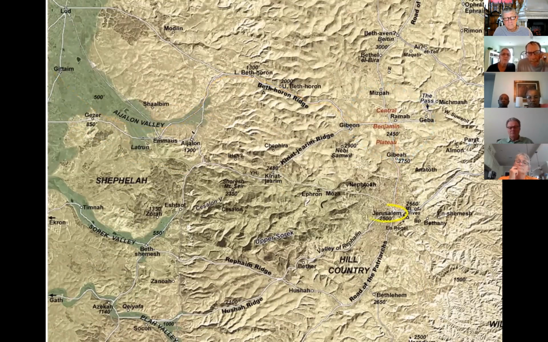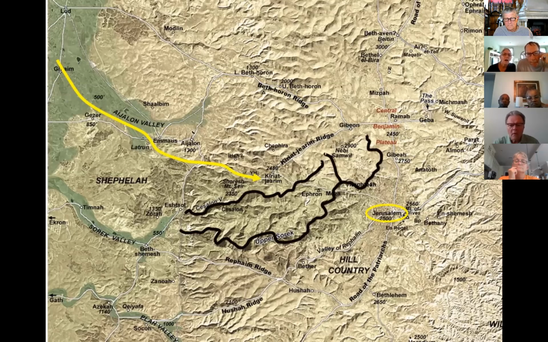The second route also comes through the Ajalon Valley, but ascends a ridge to Kiryat Jearim. Note how Kiryat Jearim is separated from Jerusalem by two deep canyons, the Upper Sorek and Kesalon valleys. These canyons function as a moat on Jerusalem's western flank, forbidding any easy access to Jerusalem from the west. Instead, the Kiryat Jearim route angles north to Gibeon and Ramah in central Benjamin. There is a route that connects Kiryat Jearim more directly to Jerusalem, but it is not an easy one. It goes treacherously up and down valleys and ridges.